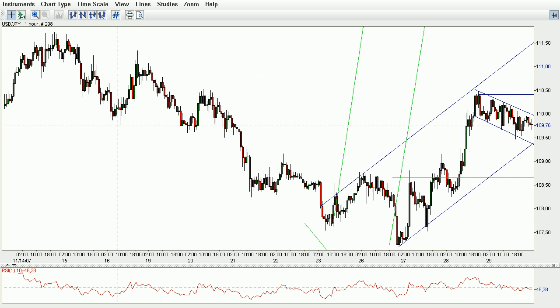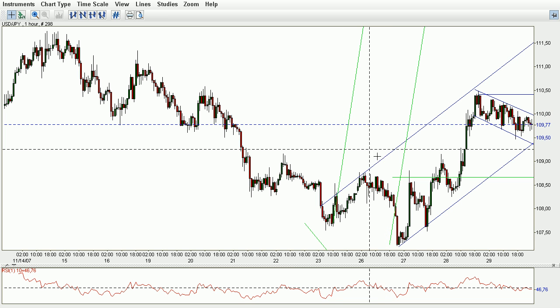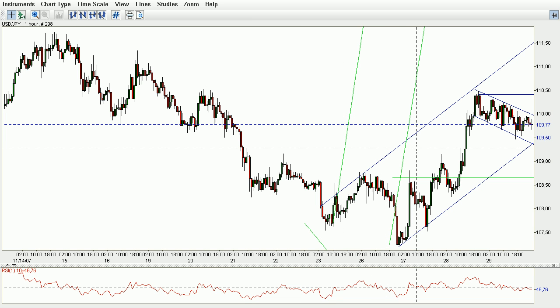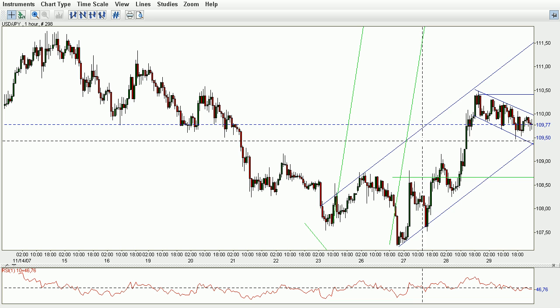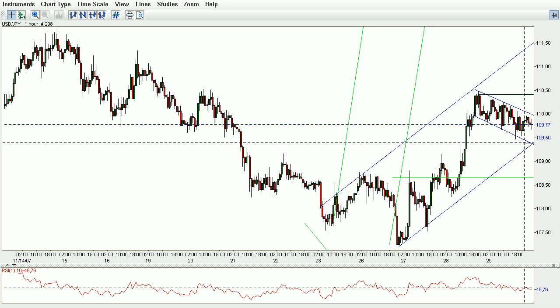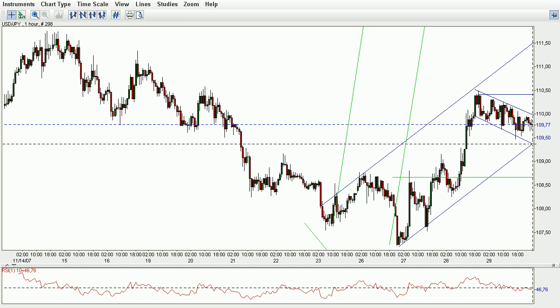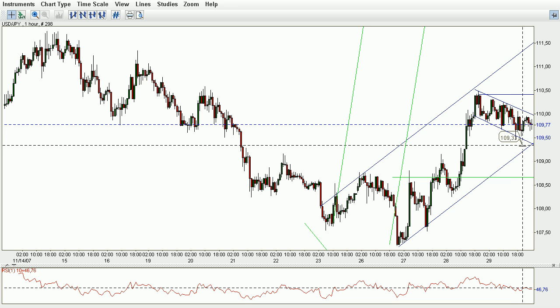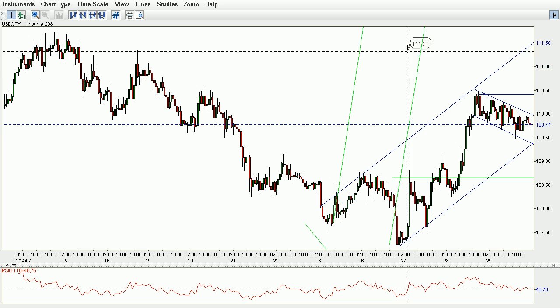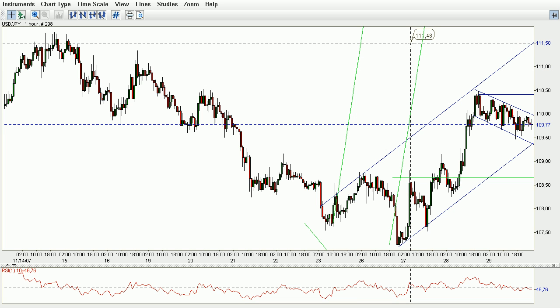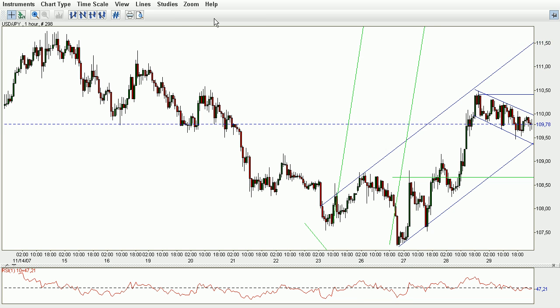So again, if you're trading this currency pair, probably a good thing to do is to set your stop loss orders around the lower end of this channel, which is going to be around 109.30, and your target should be around 111.50. Okay, so this is pretty much what we can say about those two currency pairs.